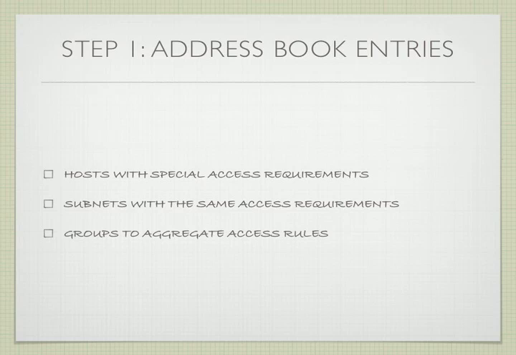You're going to create then groups to aggregate hosts and subnets for rules. So say you have a rule that needs to apply to 5 hosts in a subnet, you would need to create 5 individual host address book entries and then a group to put all 5 of those hosts into. Then you can use the group in the creation of your policy.